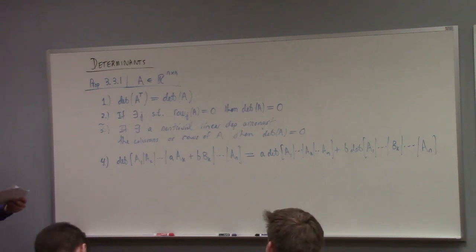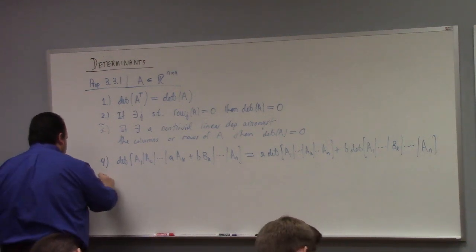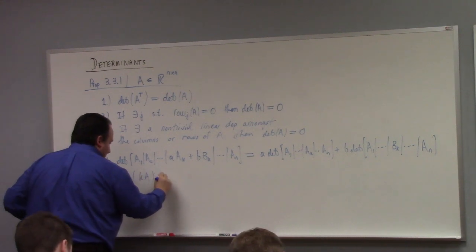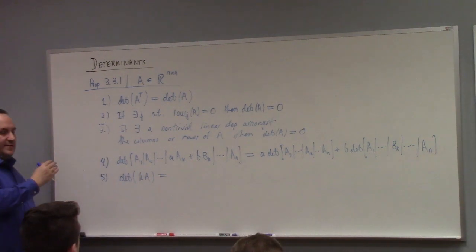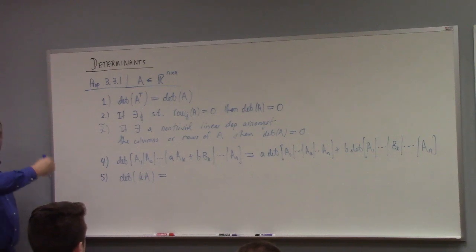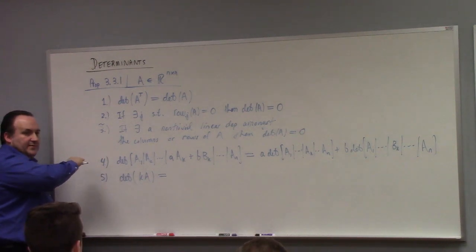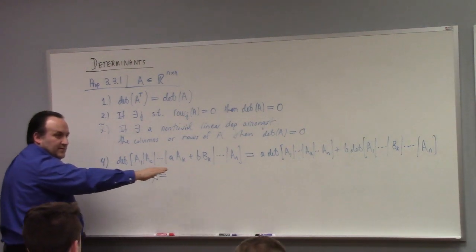Now this one will catch you off guard. Watch out for this one. What happens if we've got a scalar multiple times A? How's that work out? Think about it. That means that you're multiplying every column by k, right? So if you think about applying number 4 n times, what happens?